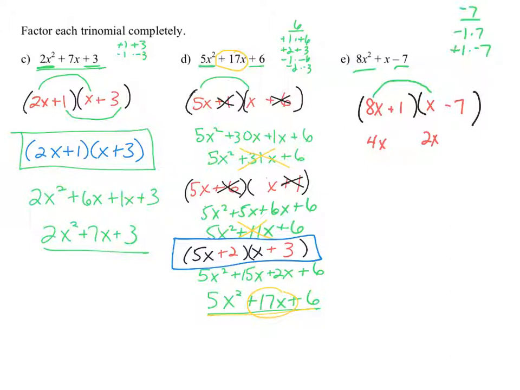But in this process, we must use the check step here. It's not going to work without doing the check. So when we do the check, we can multiply the 8x times x, first, outer, inner, last: 8x squared, minus 56x plus 1x minus 7. Well, I know that those two, when you combine them, will not equal a positive x. So we can say right away that is not the right factored form.